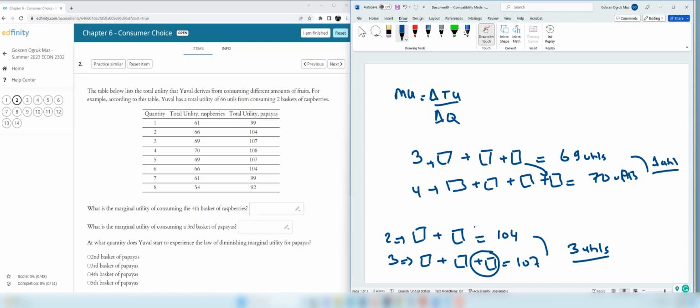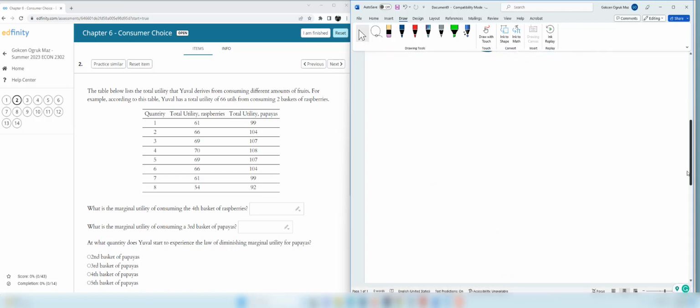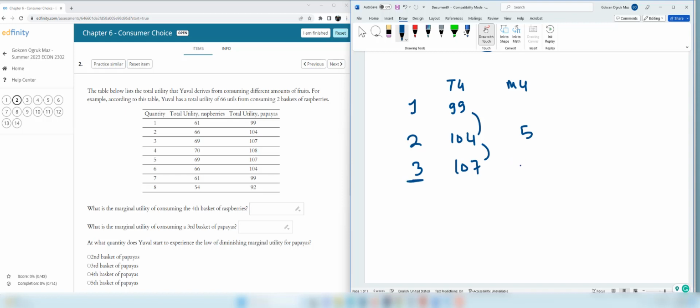And next question, at what quantity does UL start to experience the law of diminishing marginal utility for papayas? So we need to find the marginal utility starting from the first quantity. Total utility for the first basket is 99. 2 baskets together is 104. Therefore, marginal utility of the second basket is 5. 3 baskets altogether is 107. And the 3rd basket's marginal utility is the change in total utility, which in this case is 4.